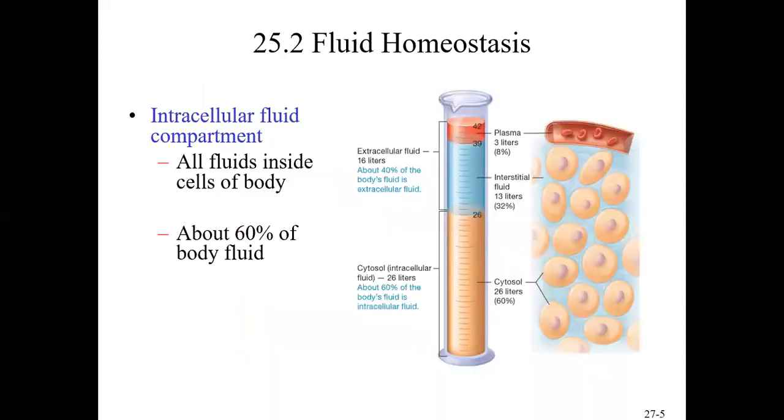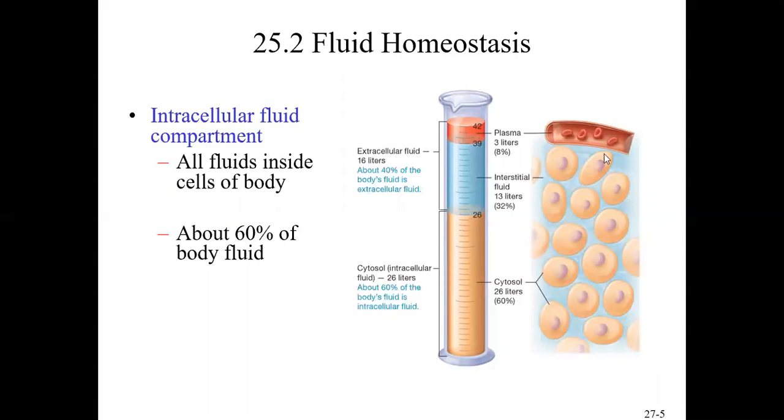So let's start back at fluid balance, or fluid homeostasis. We mentioned the different types of fluids that you have. Now we need to look at their location. When you think about it, fluids are going to be in one of two places. They're inside of a cell or they're outside the cell. If they're inside the cell, that's called intracellular fluid. That's inside the cells of the body. That represents about 60% of all of your body fluid. The diagram does a nice job.